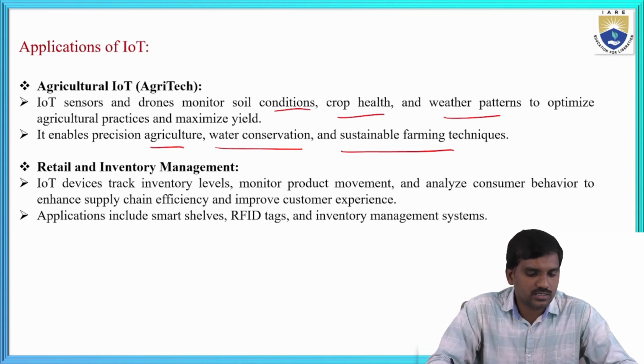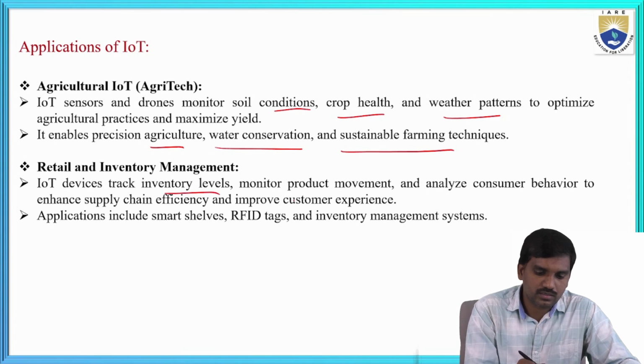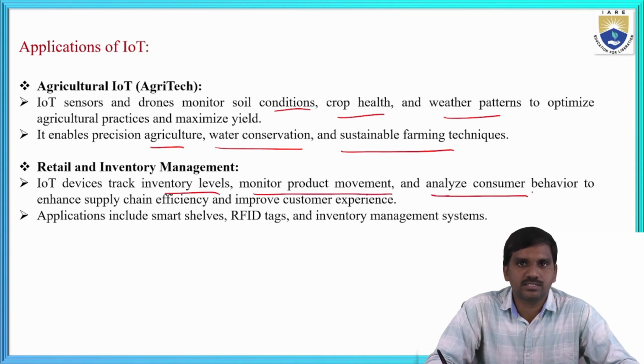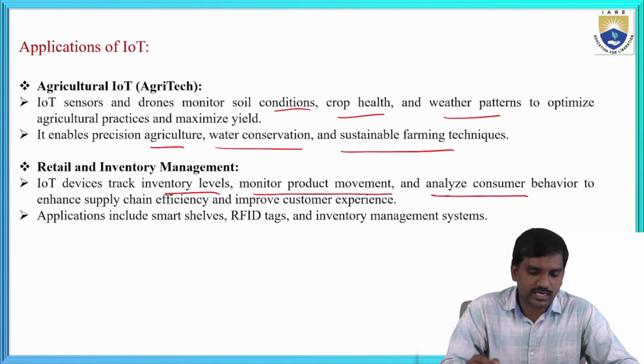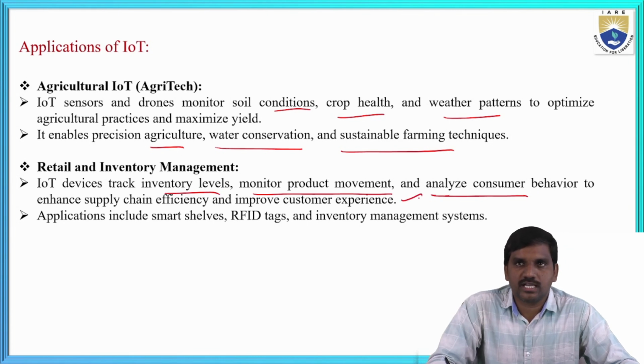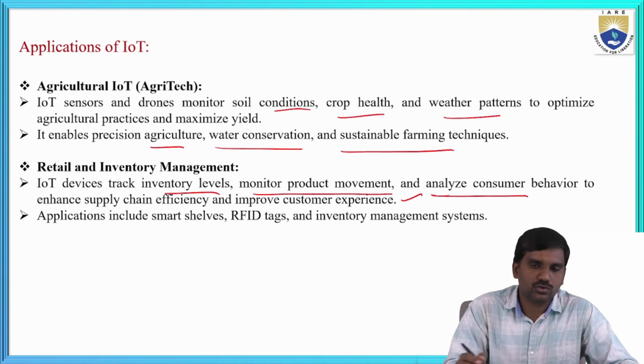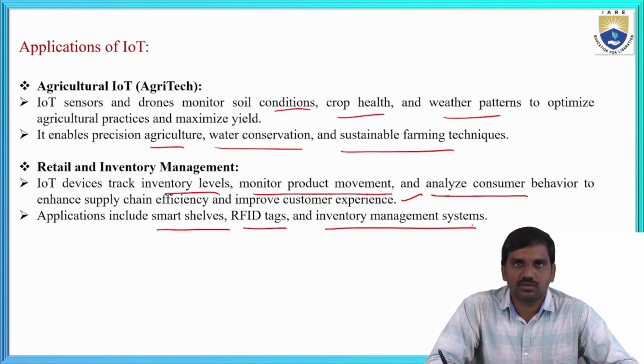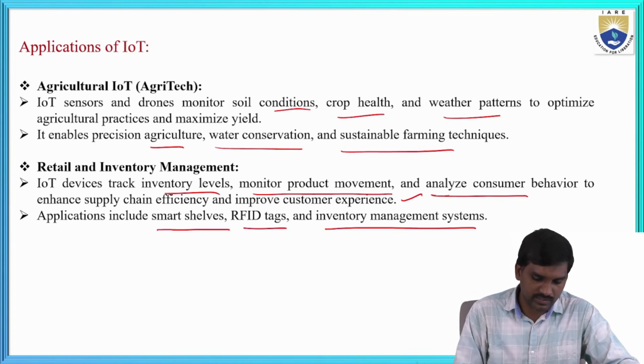And retail inventory management tracks inventory levels, monitors product movement, and analyzes consumer behavior to enhance supply chain efficiency and improve customer experience. So based on that, like feedback, end user feedback, like that. Applications include smart shelves, RFID tags, and inventory management systems under retail and inventory management.